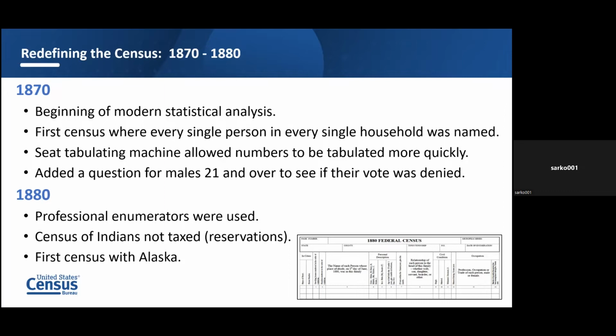There was also a question about males 21 and over to see if their vote was denied. Because the decennial census was used to determine the population of a state for the purposes of representation, it was necessary to add a question about whether an individual had been denied voting rights. This question was designed to determine the extent to which former slaves were legally denied their right to vote.